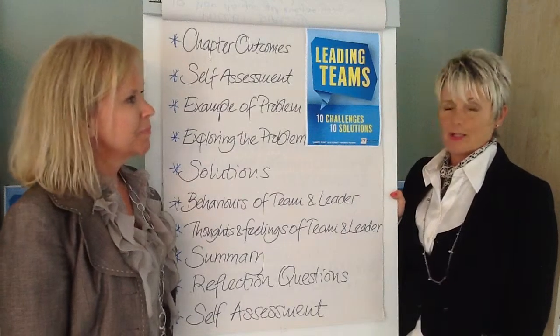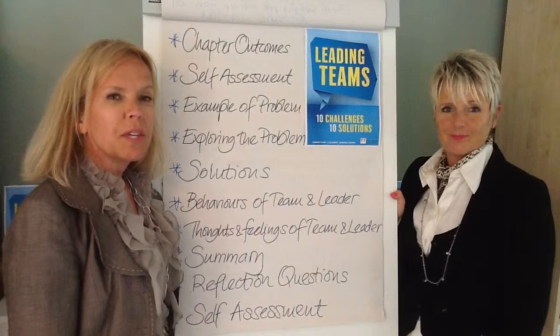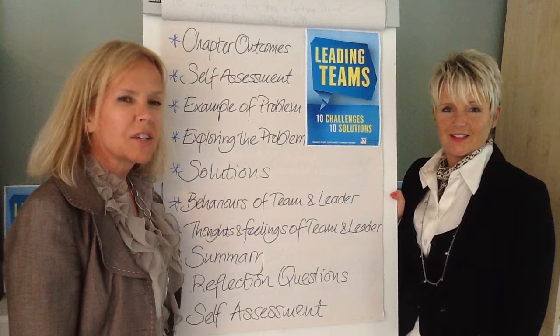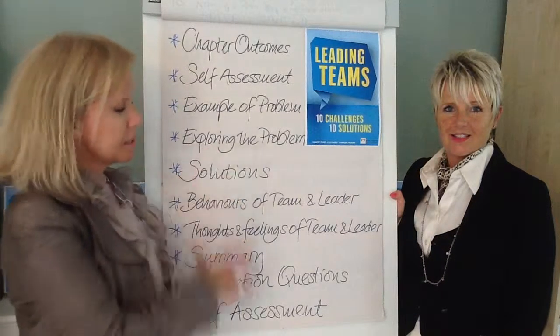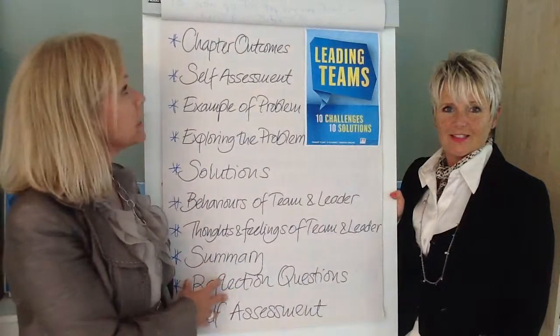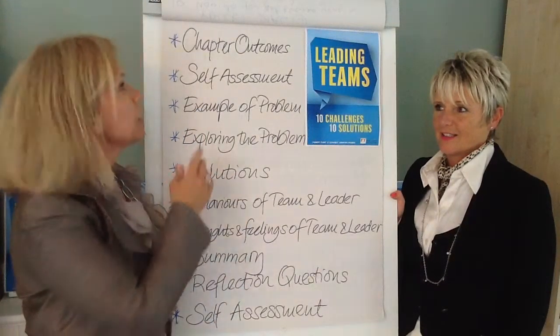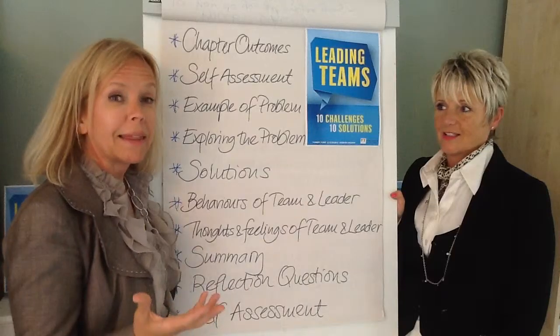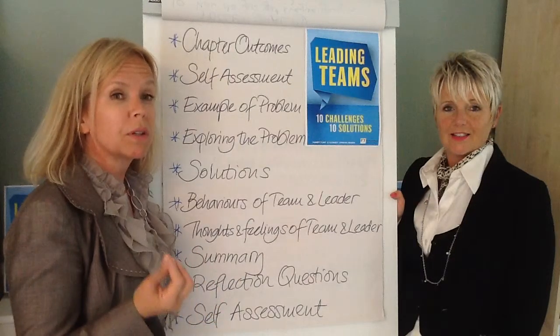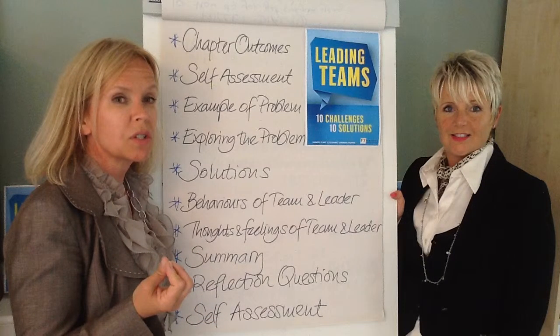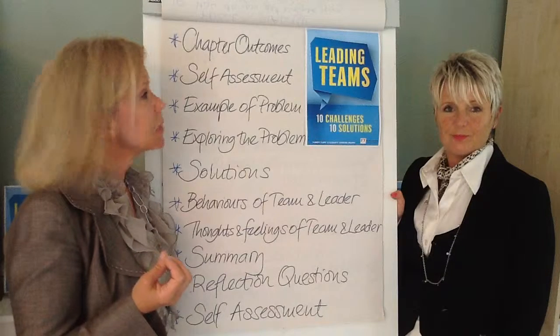Elisabet, do you want to explain? Absolutely. So this book, Leading Teams, 10 Challenges, 10 Solutions, all of the chapters have the same structure, and it looks like this. In every single chapter we start off by outlining the outcomes. What should you expect? What are the kind of things that you could improve or change as you go through and read and implement solutions?